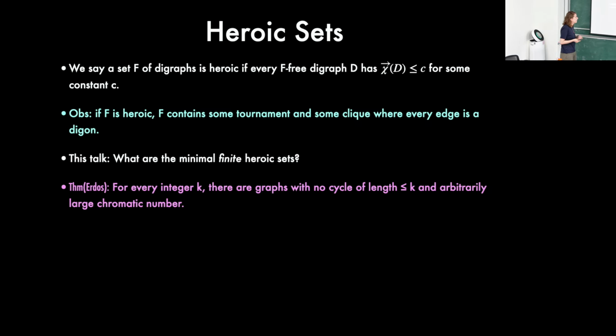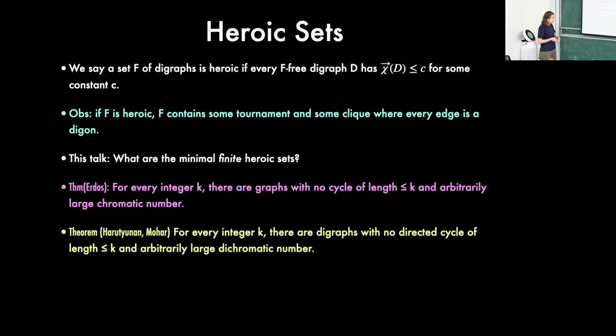Again, as I've mentioned many times, there's this lovely theorem of Erdős that you can have graphs with arbitrarily high girth and arbitrarily high chromatic number. More surprisingly, there's a similar theorem for dichromatic number and directed cycles. There are digraphs with no directed cycle of length at most k and arbitrarily high dichromatic number.